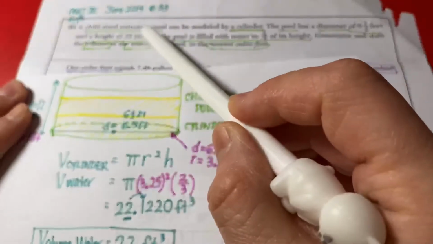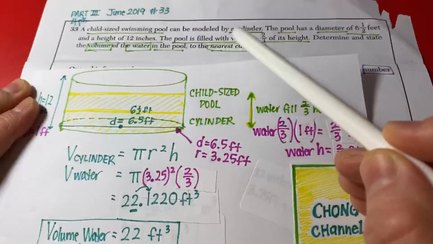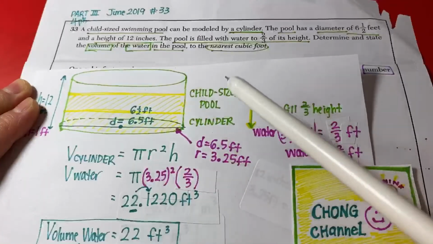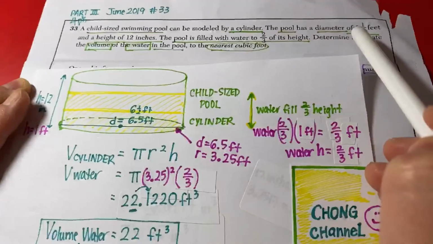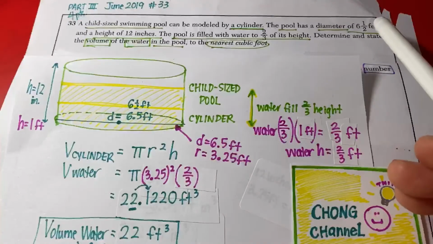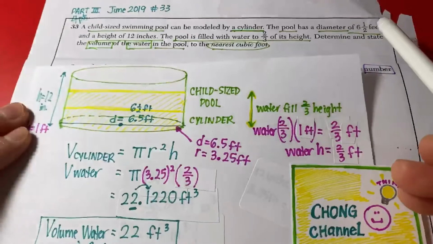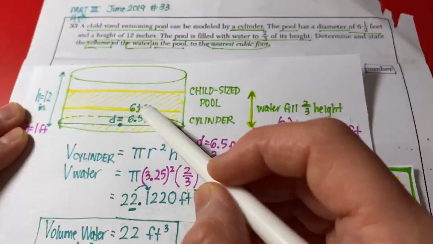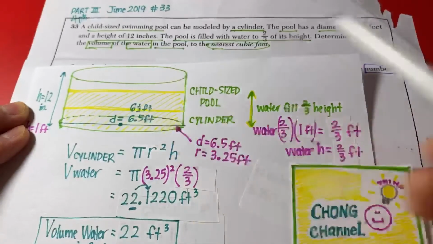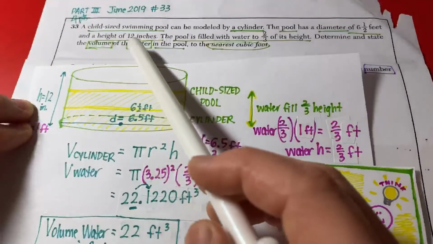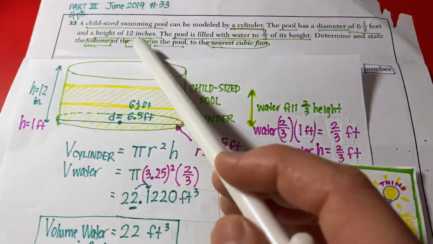A child-sized pool can be modeled by a cylinder. So I did my best to draw it. The pool has a diameter of 6.5 feet. So in my work later, you see here, instead of writing 6.5, I changed it to a decimal. So half is 0.5. And a height of 12 inches.